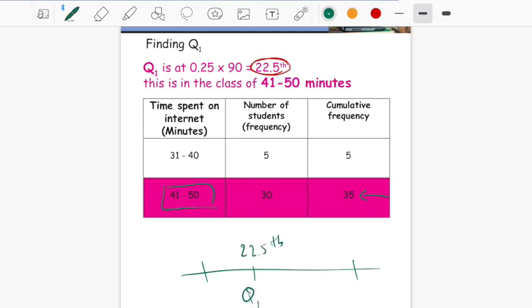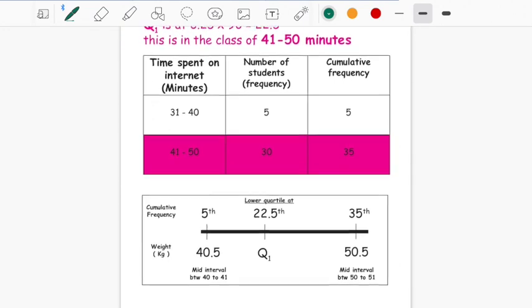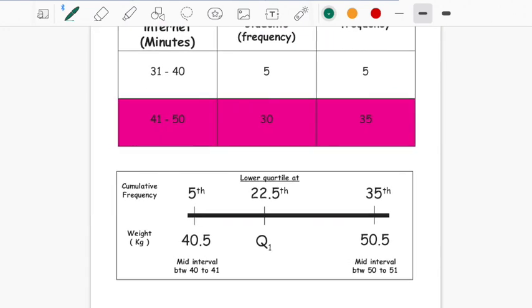This is my Q1, right? And the value is between the 5th position and the 35th position. So write it here. Okay, how about the value of Q1? Take the gap between these two, which is 40.5, and the gap between the next two here, which is 50.5.